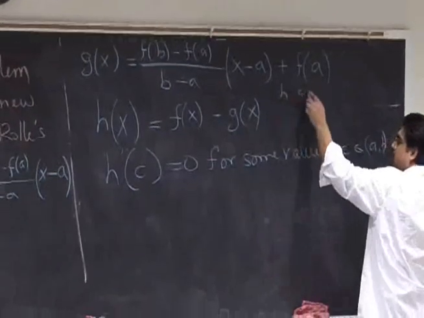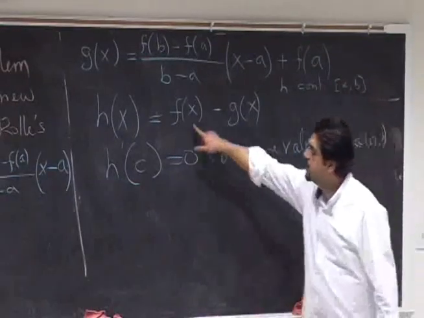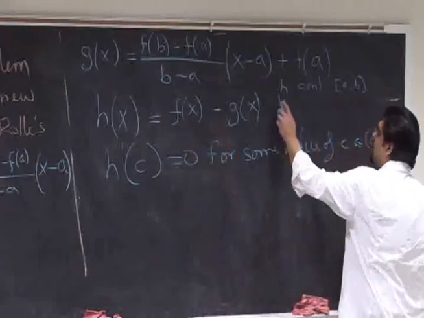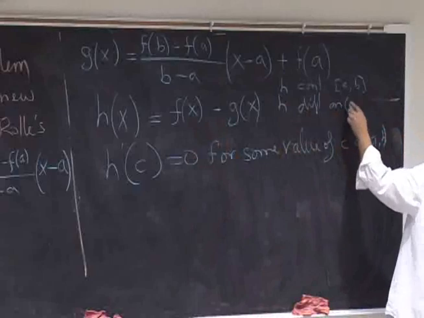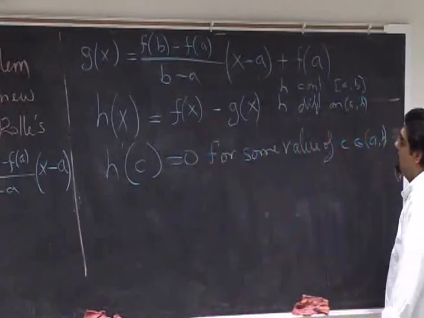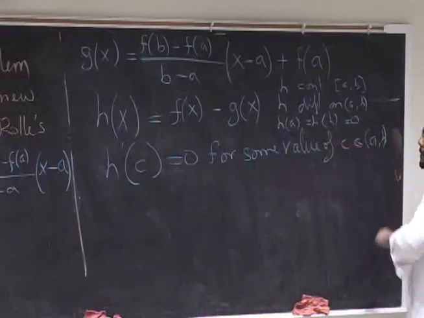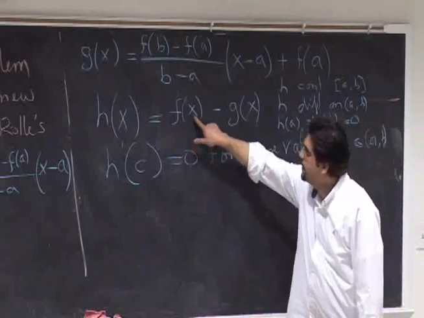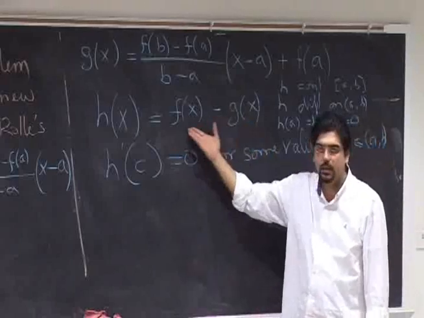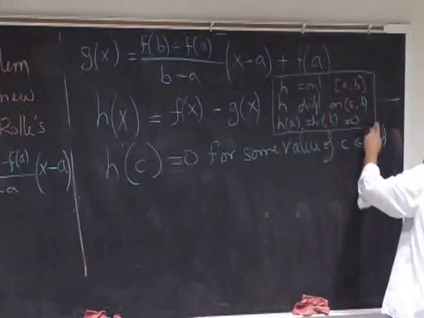Okay, let's write it down. Is h continuous on a b? F is continuous, g is continuous, the difference is continuous. Yes? Okay. Is h differentiable on the open interval? Yes, for the same reasons. F and g are each differentiable. Okay. Furthermore, is h of a equal to h of b? H of a is f of a minus g of a. Yes? At a they have the same value, so their difference is 0. Similarly at b. Therefore, h satisfies Rolle's theorem.